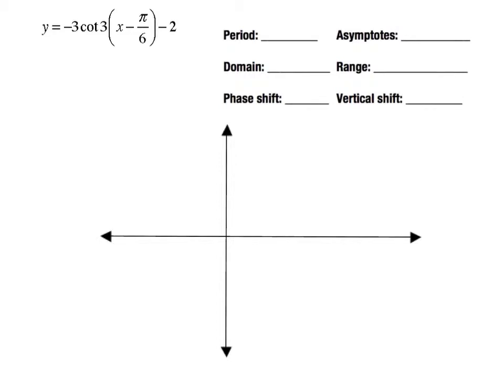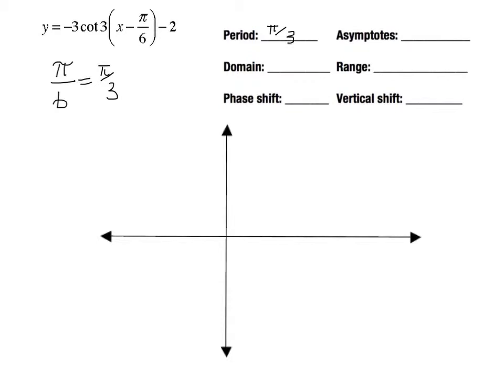Alright, I'm going to do cotangent. So again, just like tangent, it's half the period of sine and cosine. So instead of going 2 pi over b, you're going to go pi over b. In this problem, b is already factored out. You can see the 3 there. I'm going to go ahead and erase that, but that is what b is right here. So I'm going to take pi divided by 3, and there's my period.